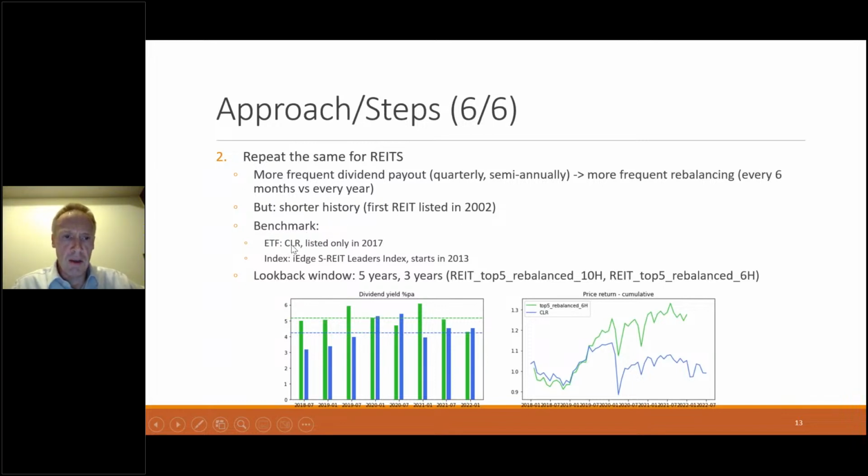There's a benchmark, CLR, that I compared with, and I basically applied the same principle. That is, rebalance your portfolio on a regular basis, in this case every 6 months, and with different look back periods, and see whether you can actually outperform the index or the benchmark here, CLR. And that was actually the case. The benchmark ETF gives a dividend yield of about 4%. With regular rebalancing, you can achieve 5% payout, and here the value of the portfolio also outperformed the index.